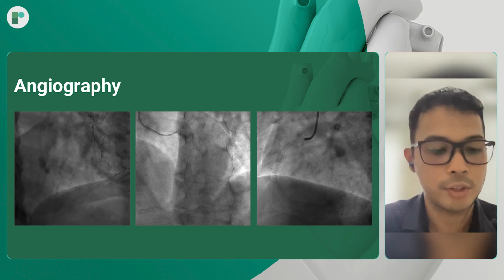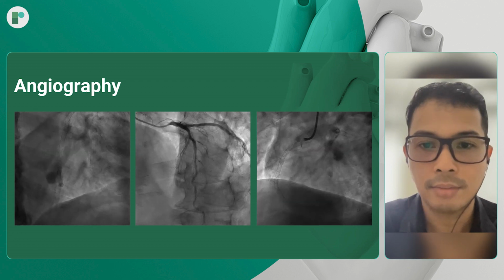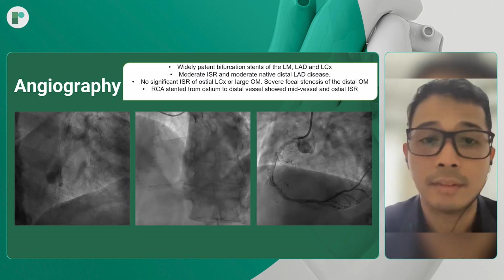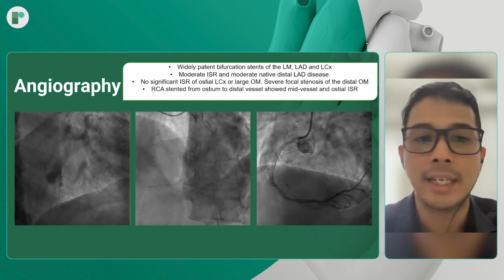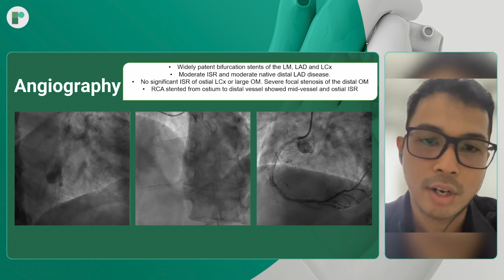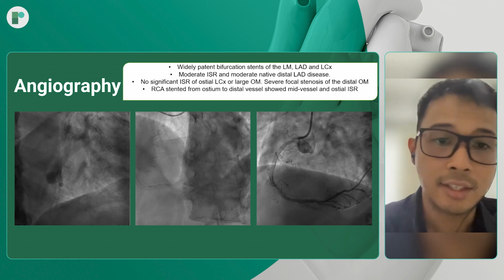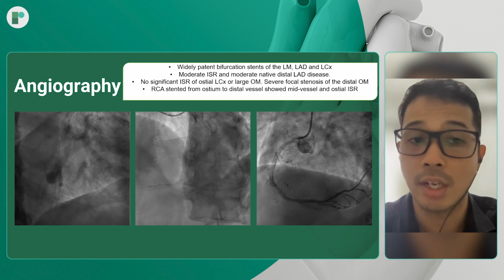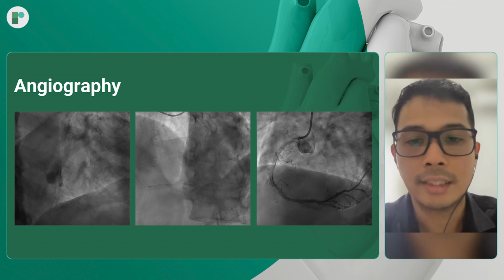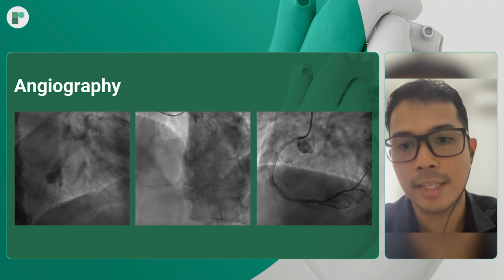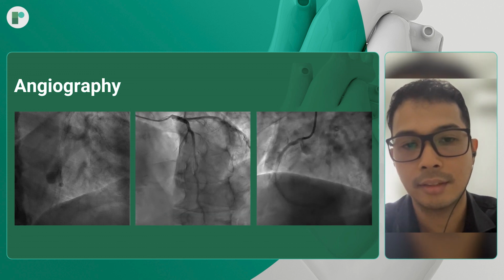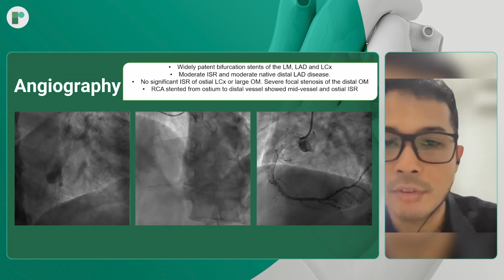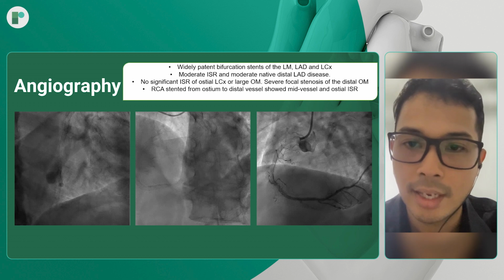the patient underwent angiography with results like this. We appreciated wide in-stent patterns in the bifurcation of left main, LAD and circumflex, moderate ISR and moderate native distal LAD disease, no significant ISR of ostial circumflex or large OM, and severe focal stenosis of the distal OM. And in the RCA here, we might see that the RCA is stented from ostium to distal vessel and showed mid vessel and ostial ISR.